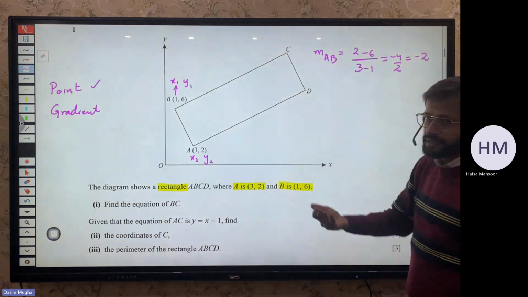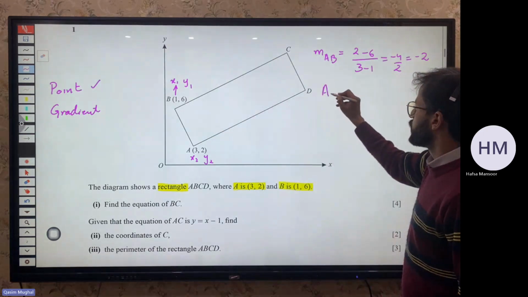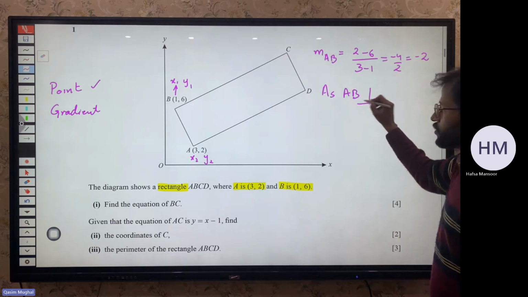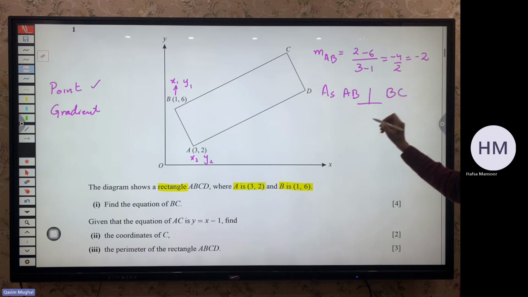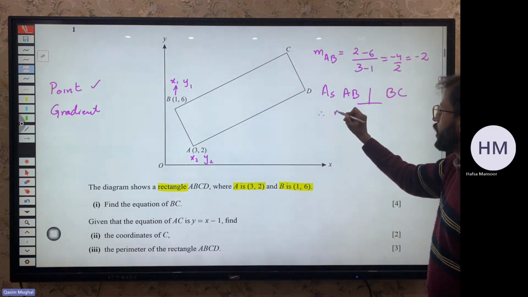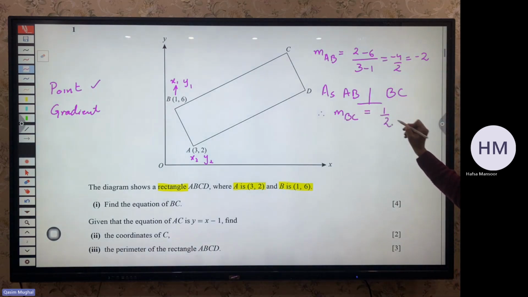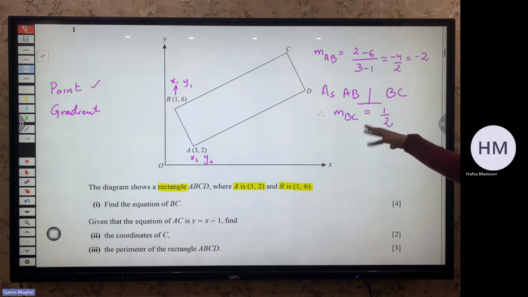Now you need to tell the examiner how you are going to work out the gradient of BC. As AB is perpendicular to BC (this is the notation for perpendicular; if you want to write it in words, you can, but if you are in a rush, you can use this notation), therefore M of BC is equal to plus 1 over 2. Now the important thing over here: many students work out the gradient of AB, and they know it's a negative reciprocal, so they just work out BC's as well.